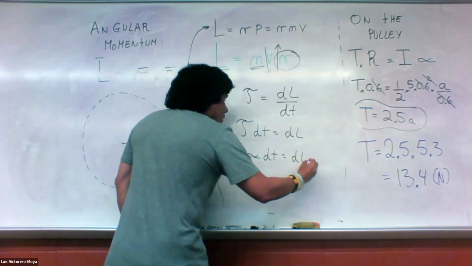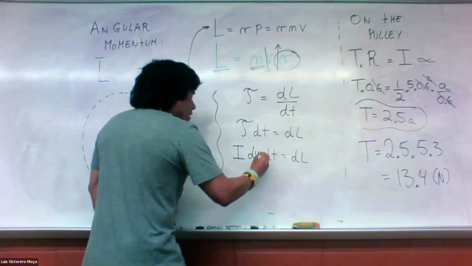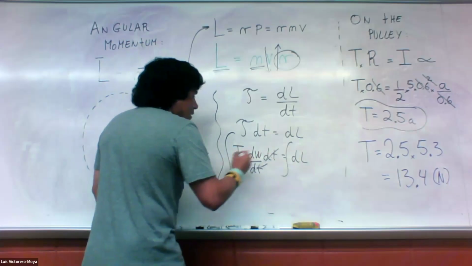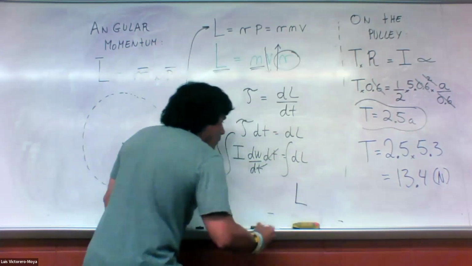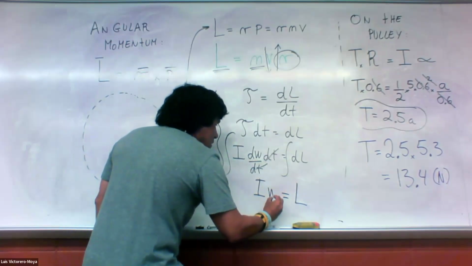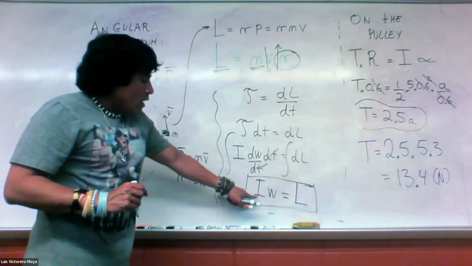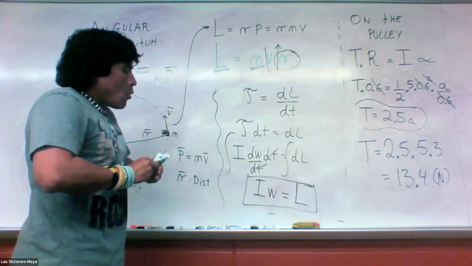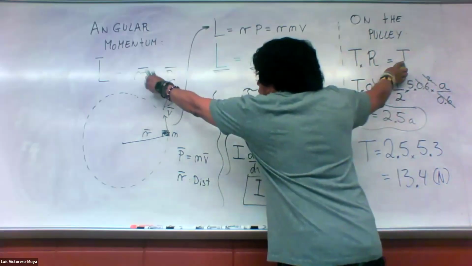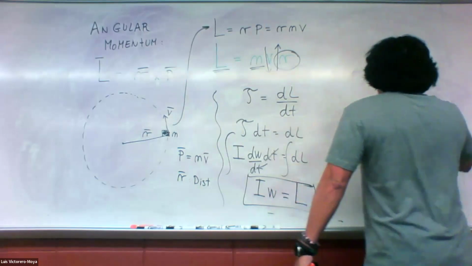That's dL. But alpha is dw over dt. So it cancels. I integrate on both sides, and I get that my angular momentum is I, a constant, times dw, which is just w. There you are. So angular momentum is the multiplication of moment of inertia times angular velocity. Let's do the analogy, just like we did with energy.